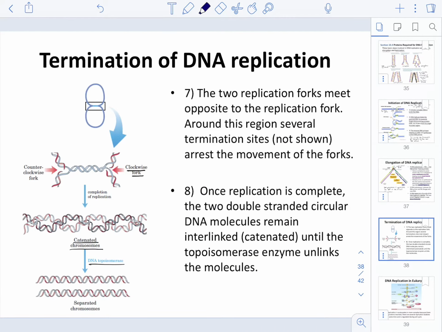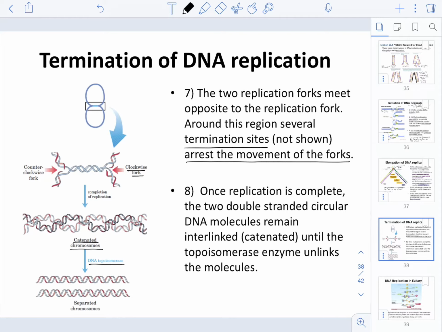During the last stage of DNA replication in prokaryotes, understand that what happens overall is that the two replication forks are going to meet at the opposite side of the replication origin. Then, around this region, we are going to have termination sites, and they are not shown in the figure that we have on the left. But these termination sites are what are going to be arresting the movement of the forks.